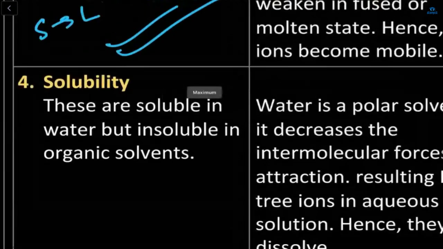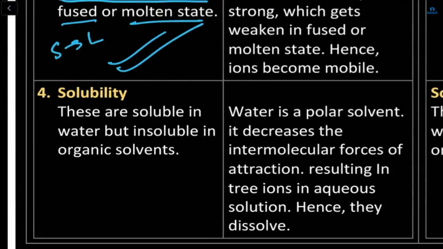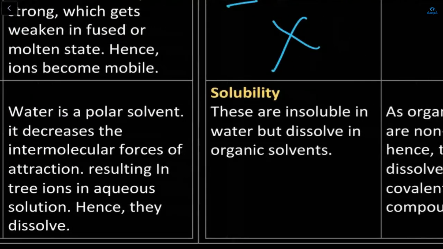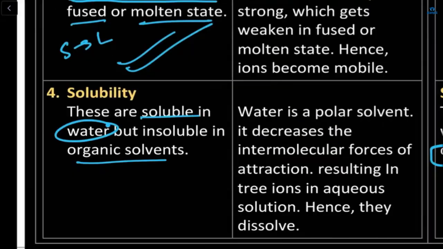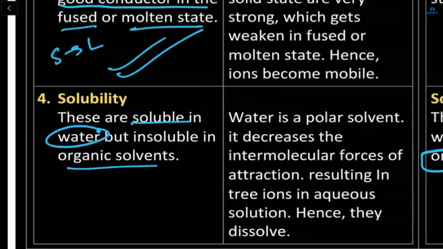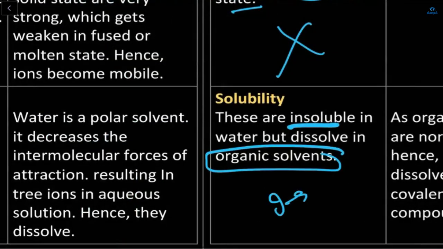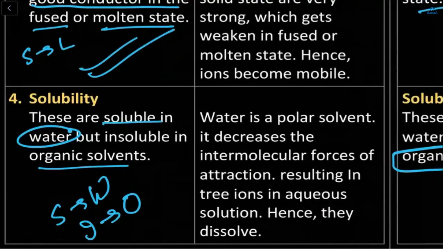Now, solubility means these are soluble in water, insoluble in organic solvent. Soluble in what? Only in water. But what about these? Insoluble in water but dissolve in organic solvent. Just opposite of each other. Solubility means they are soluble in water, insoluble in organic, and these are insoluble in water and soluble in organic. So this is very simple. You only have to go through this.